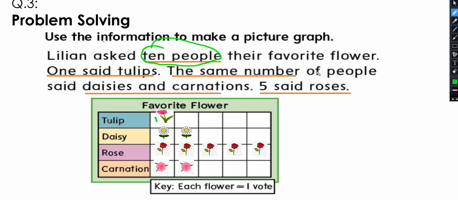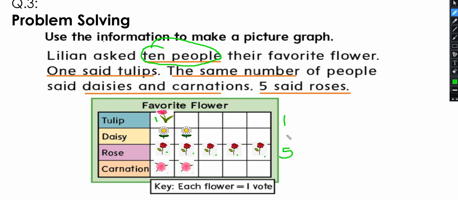And then the same number of people said daisies and carnations, but we don't have a number. We don't have a specific number, so we can keep that for later. Five said roses. So for roses, I have a number. One, two, three, four, five. So I have a number for roses, and I have a number for tulips. Now, we know that we have to complete 10 people. So 5 and 1 is 6. For us to reach 10, we still need 4 more.